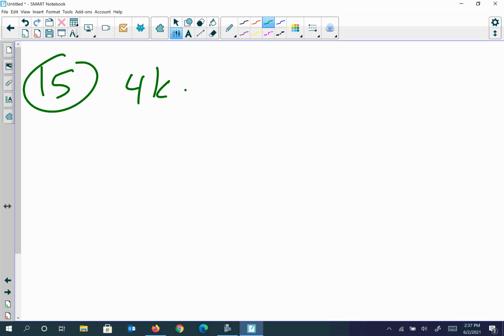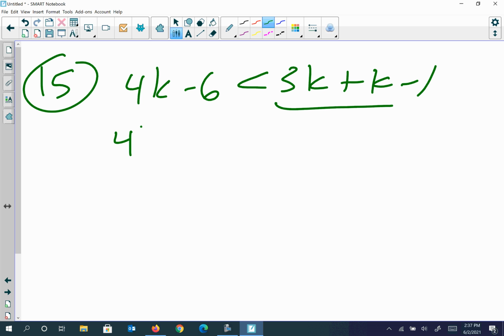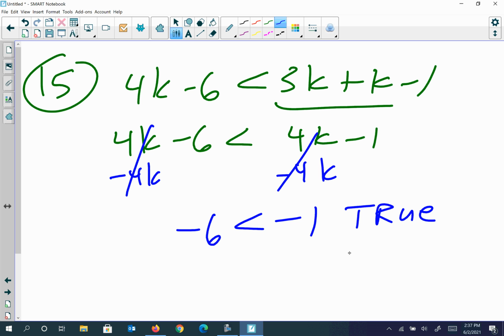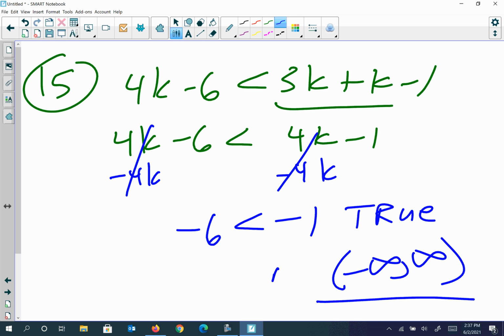15, I have 4k minus 6 is less than 3k plus k minus 1. Well, let's combine those like terms first. And notice I subtract 4k from both sides, so our variables go away. Is negative 6 less than negative 1? That is true. So this means we want an interval notation, so I can plug anywhere from negative infinity to positive infinity in. That means all answers work.